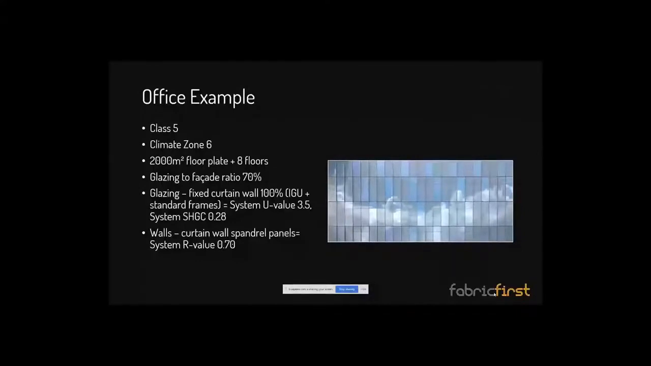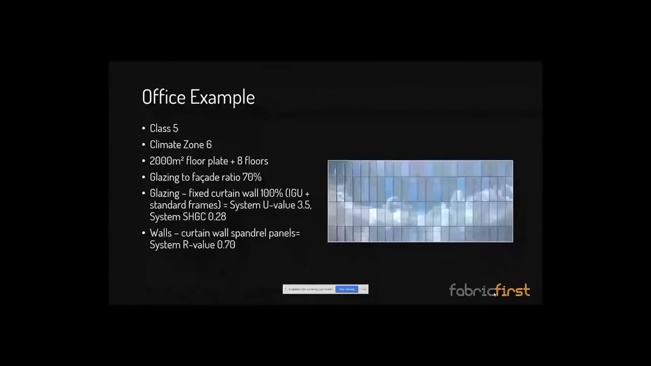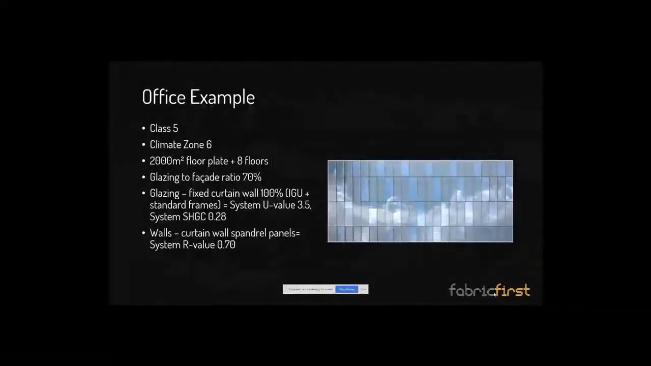Class 5 office here in Melbourne, floor plate 2,000 meters squared, 8 floors. Glazing to facade ratio 70%. There to represent today's building, right? There's no shortage of these around town. Probably they're much bigger than this, but you get the picture.